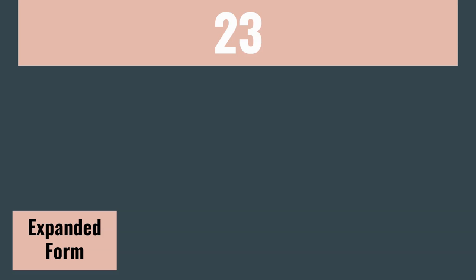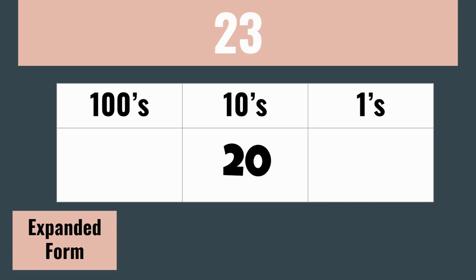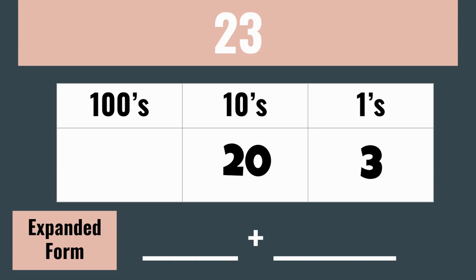Now let's try to get the expanded form of number 23. Let's use first a place value chart. Why did I put 20 under the tens column? Because 23 has two tens. So you just have to count two tens using counting by 10: 10, 20. While in the ones, you just have to copy the last number, which is 3. Then you use an addition equation, so kindly write 20 plus 3. And 20 plus 3 will be the expanded form of number 23.